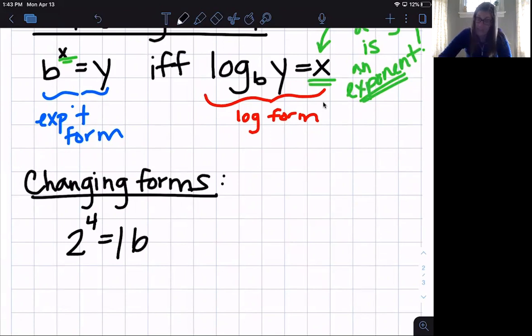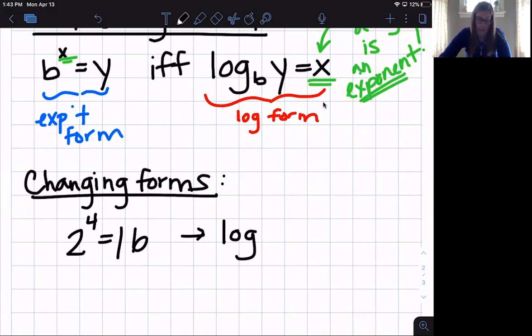Okay, so this is an exponential form. It looks like b to the x equals y. I'm going to change it into the log form: log base b of y equals x. And in order to do that, I'm going to have to insert the log, short for logarithm, and I put the base in the subscripted position, where this little b is.